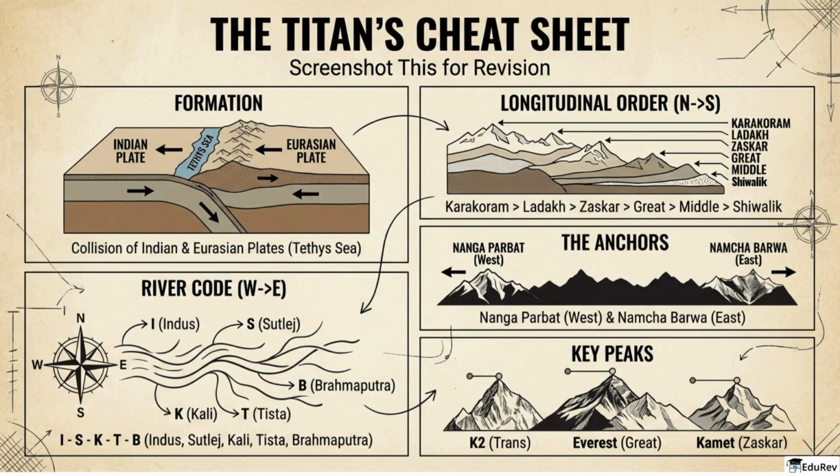Now consolidate. Formation: Indian and Eurasian plate collision, Tethys Sea. Longitudinal order north to south: Karakoram, Ladakh, Zaskar, Greater, Middle, Shivalik. River code west to east: Indus, Satluj, Kali, Tista, Brahmaputra. Anchors: Nanga Parbat west, Namcha Barwa east. Key peaks: K2 in Trans, Everest in Greater, Kamet in Zaskar. If you can reproduce this structure without hesitation, you are exam ready for this topic.